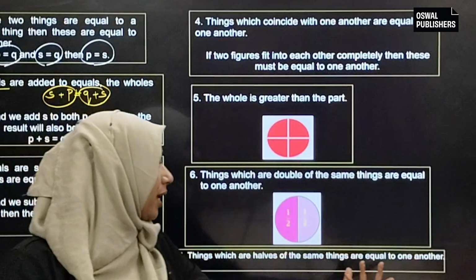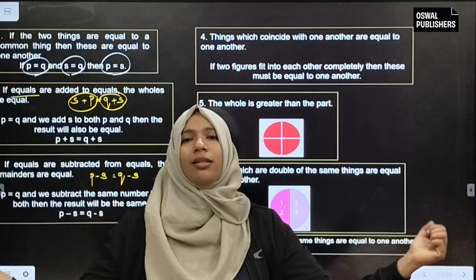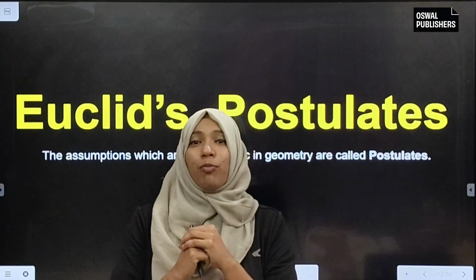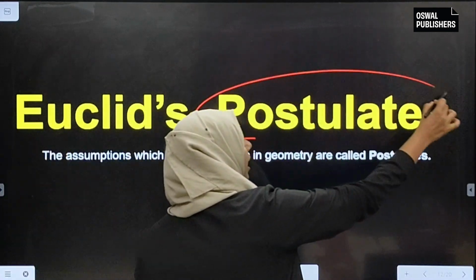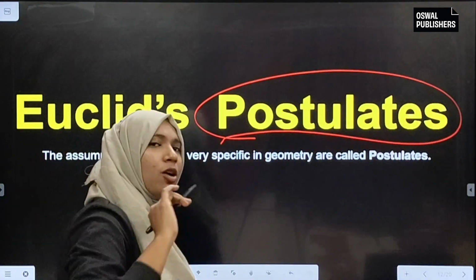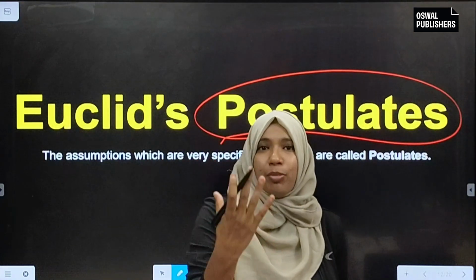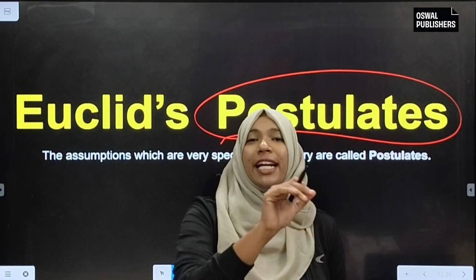Things which are halves of the things are equal to one another. Clear? So next we will be moving to Euclid's postulates. Okay, so you know what is meant by postulates? Postulates are also acceptable truths that do not need any proof.